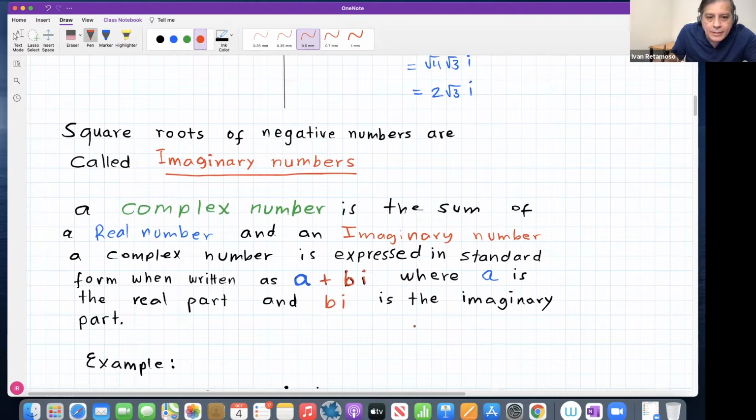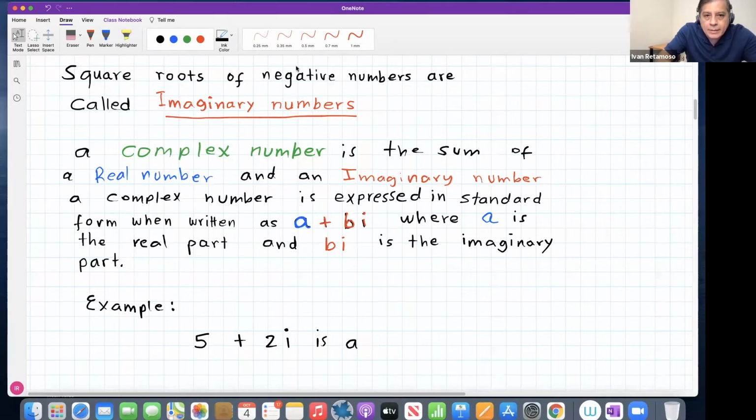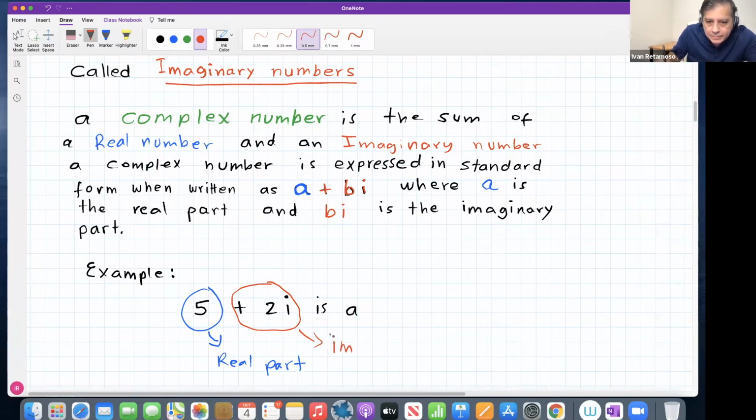For example, if you see this complex number, 5 plus 2i, that number is a complex number because it has a real part, in this case the number 5, right? Real part. And this 2i is the imaginary part, including the sign here. Imaginary part, okay?